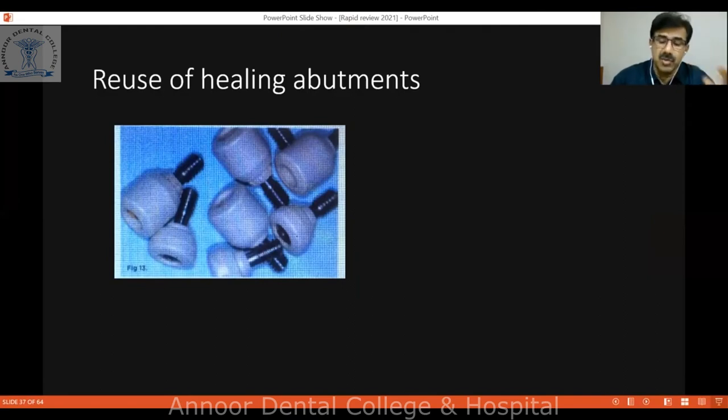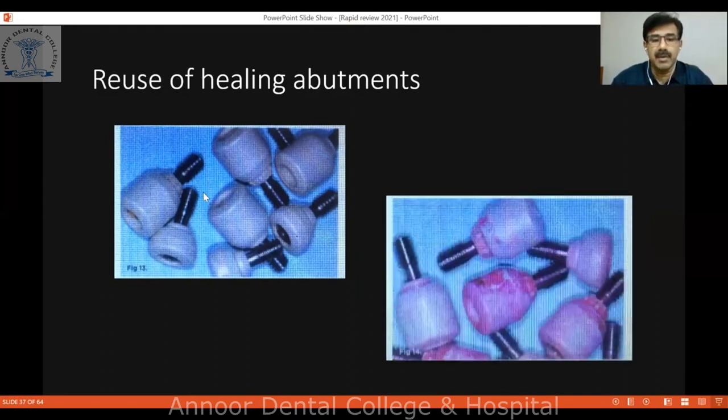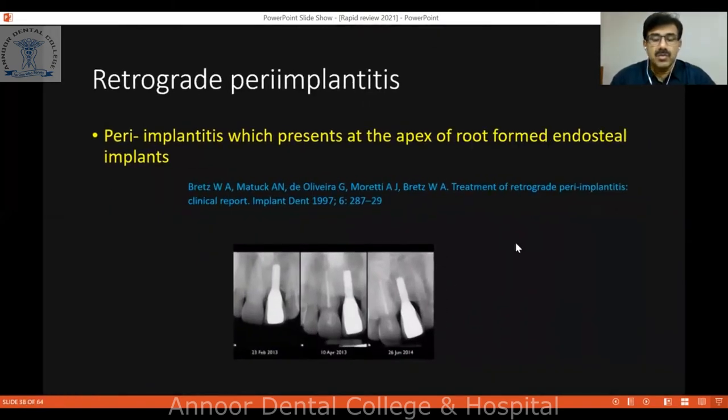Another thing is, we always reuse a lot of healing abutments. And this photograph is from one study, where they cleaned these healing abutments well, and they autoclaved them also. And after that, a disclosing agent was applied. And look at the amount of plaque you find over these. Now, suppose you are introducing this during a second stage surgery to an implant area. You are introducing a lot of bacteria into that area. And from there, even before you place the prosthesis itself, the peri-implantitis is going to start. So those were the risk factors associated with peri-implantitis.